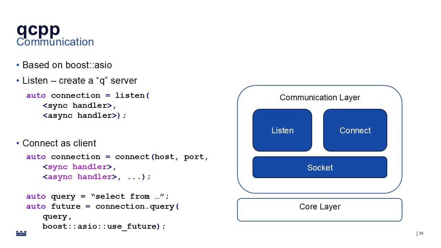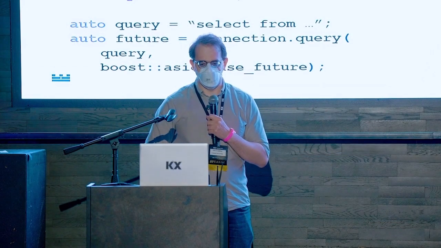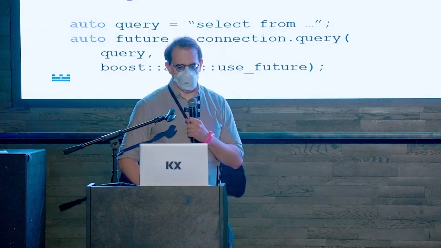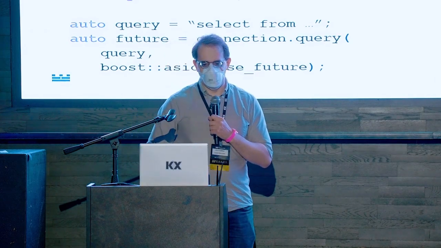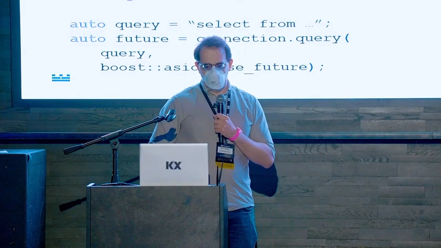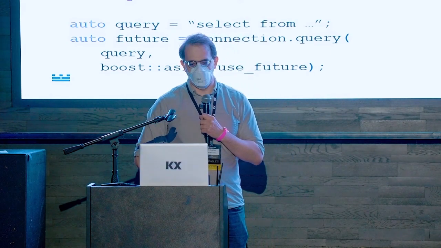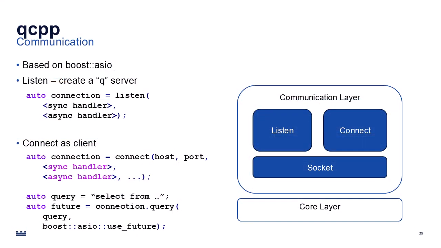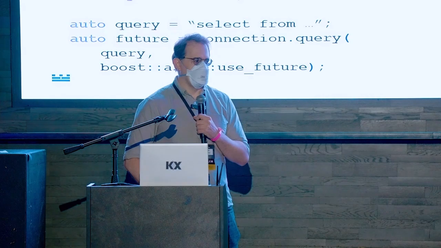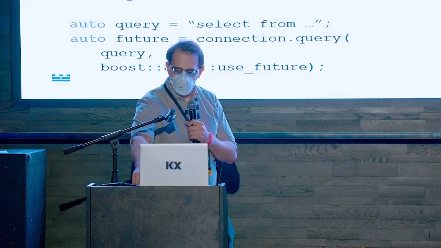On top of that, we have the communication layer. This implements the Q protocol, again very helpfully documented by KX on their website. There's not really that much to figure out. We can create a Q server and give it callbacks. You can connect as a client and deal with it purely asynchronously. So you can use coroutines, futures, or callbacks, whatever you want, and it all works quite easily. So that's one thing that we did.